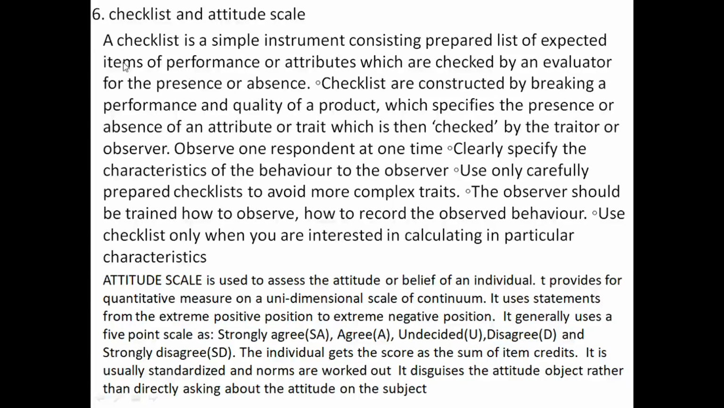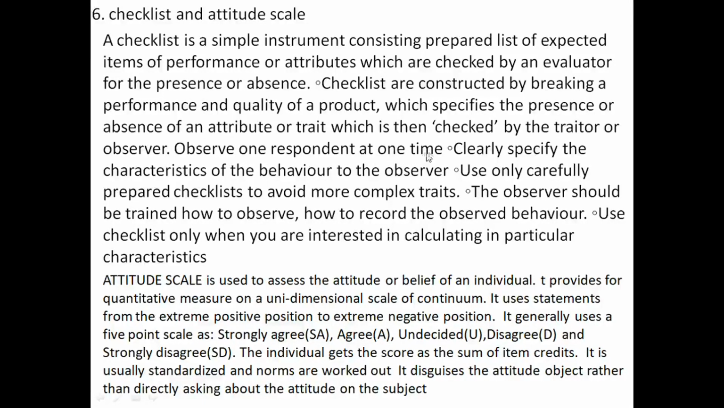Checklist and attitude scale. A checklist is a simple instrument consisting of a list of expected items of performance or attributes. Checklists are checked by an evaluator for the purpose of presence or absence. Checklists are constructed by breaking down performance and quality of a product to specify the presence or absence of an attribute or a trait, which is then checked by an observer.